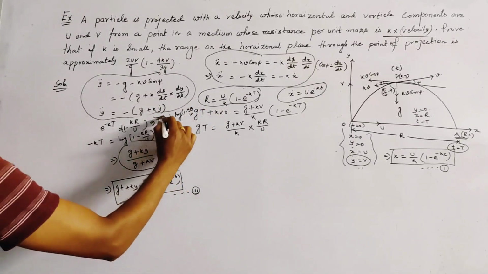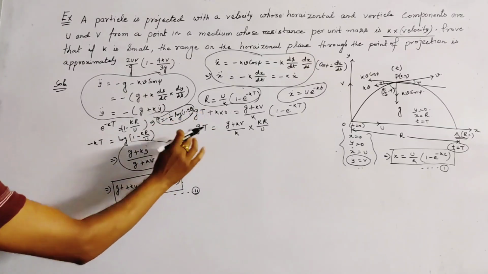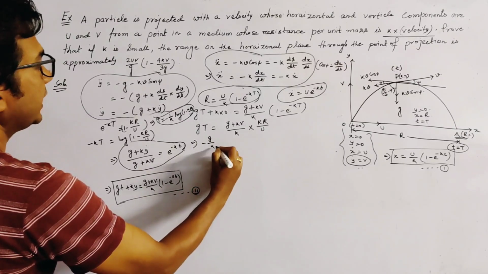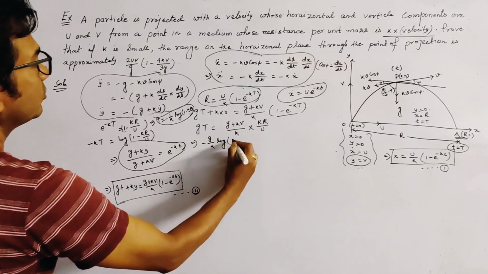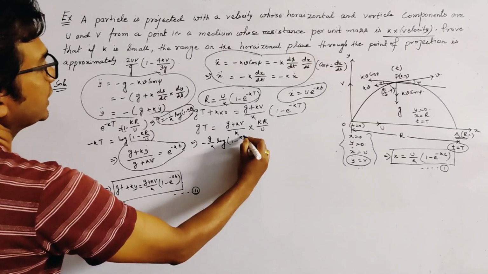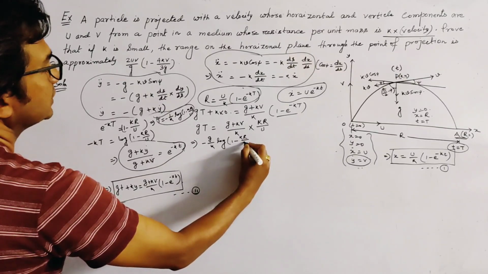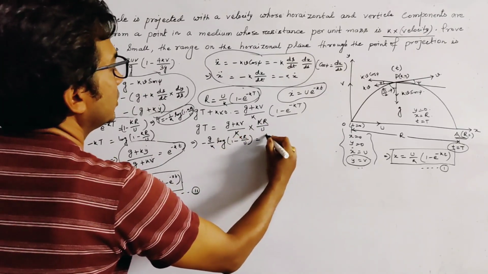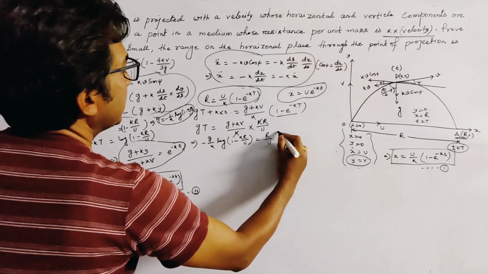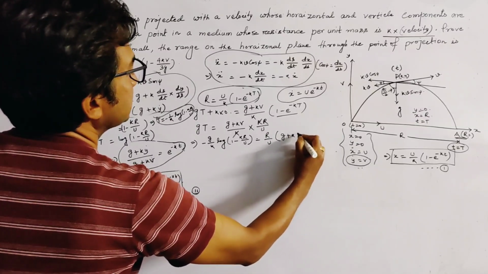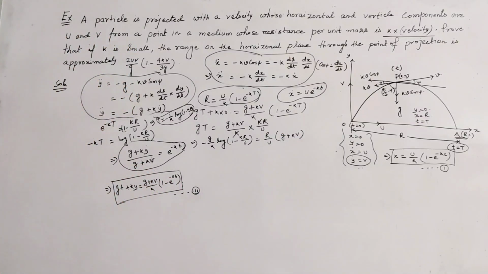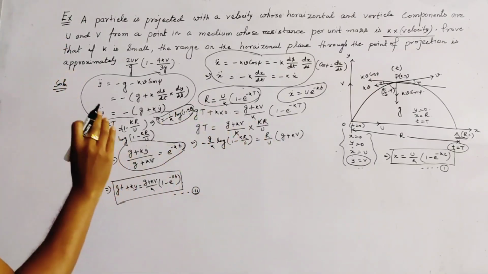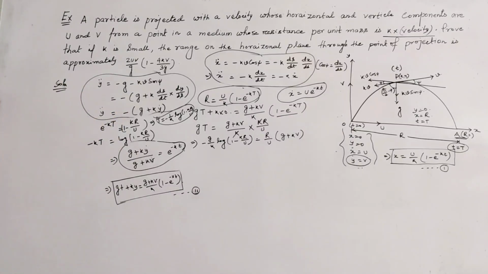Okay, and we put the value of capital T here. We get the relation as minus g by k into log of 1 minus kr by u, which is equal to, k cancels out, r by u into g plus k. Right? This is the relation of r and k, u, v, etc.